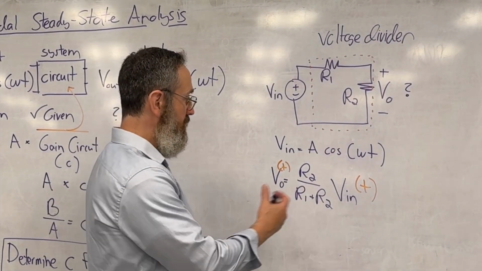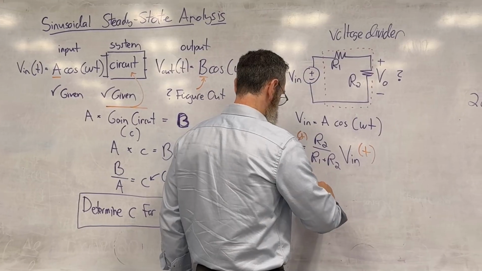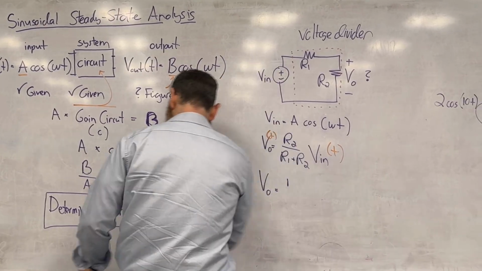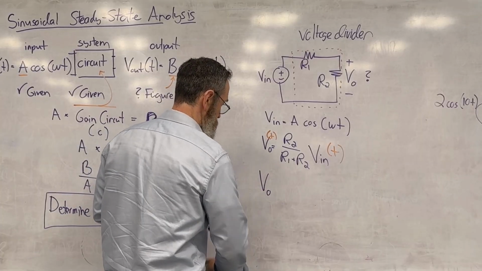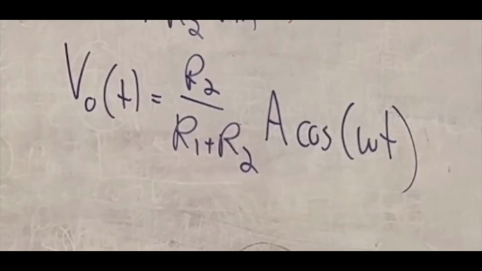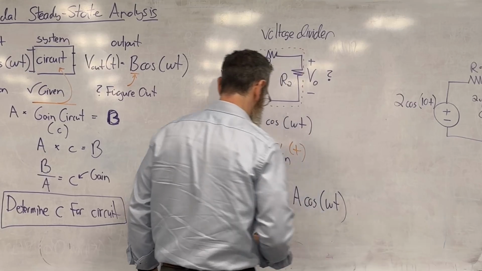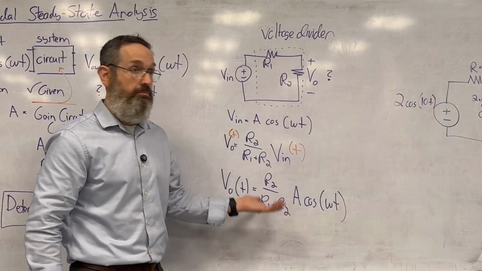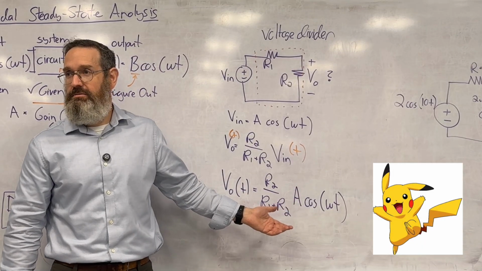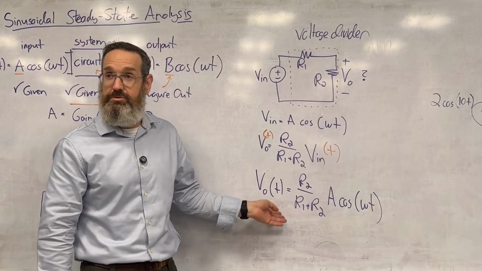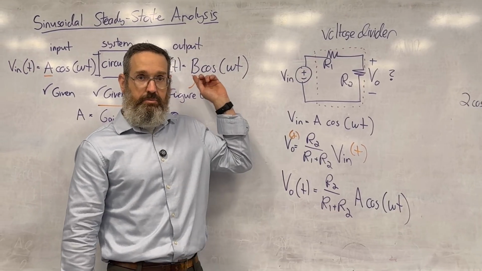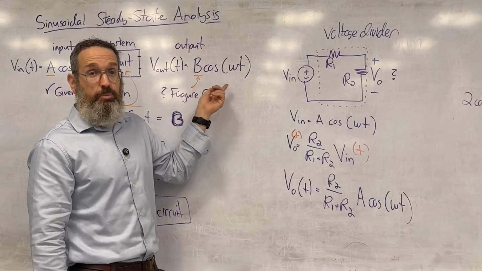Let's plug in. We're almost done. So V out is there. Let's do time, so we're being explicit here. V out of time is equal to R2 over R1 plus R2 times the input, which is A cosine of WT. And we've won the game of sinusoidal steady-state analysis, because this is what you're supposed to do. That's the game. The game is, what's the output?